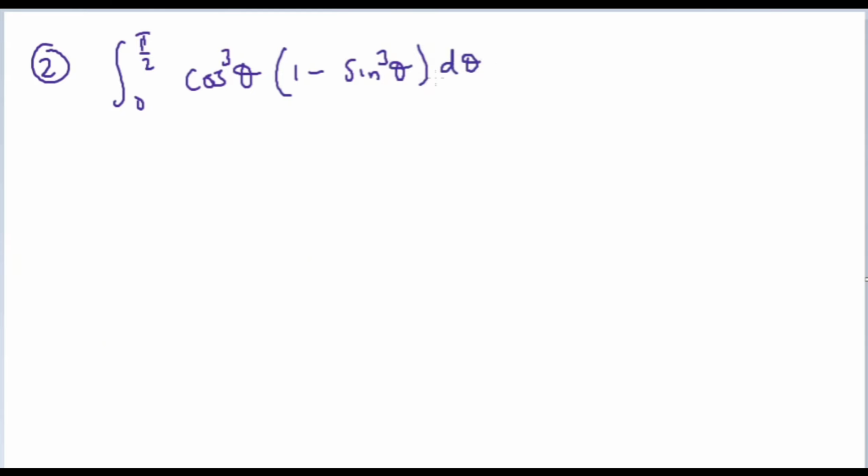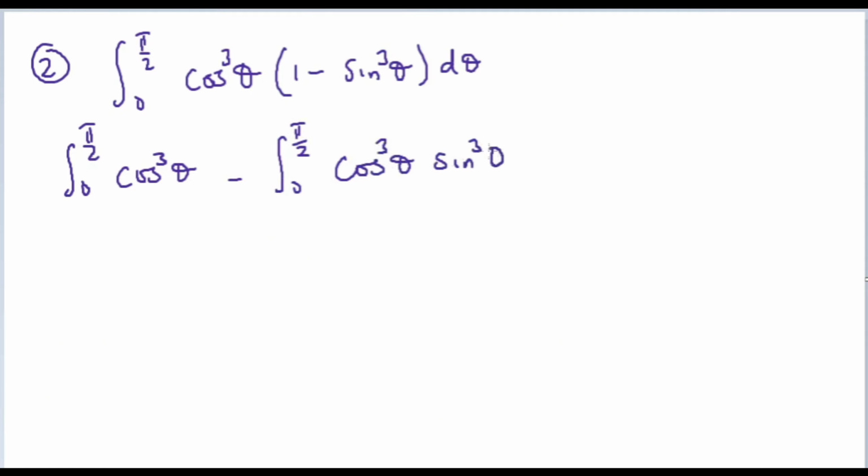So some might want to start thinking too far, okay, which identity am I going to use? Blah blah blah. It's very simple. Just open the brackets. That's all. So from 0 to pi over 2, I'll have something like this: cos cube theta minus, from your integral property, cos cube theta sine cube theta. Very simple, right? So that's it. So now I will just apply my formula there.